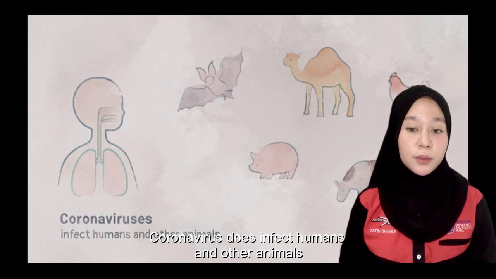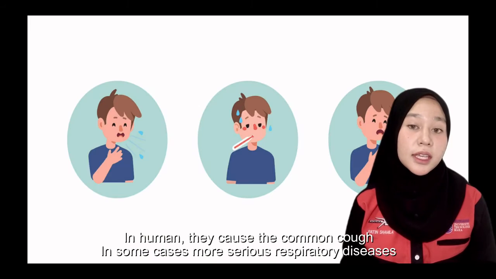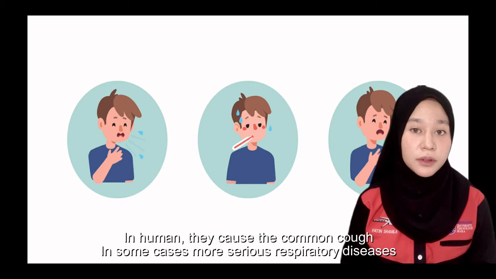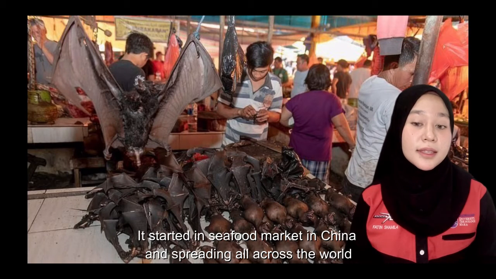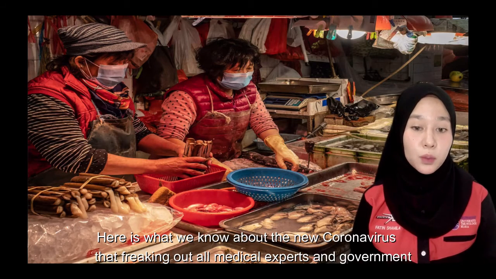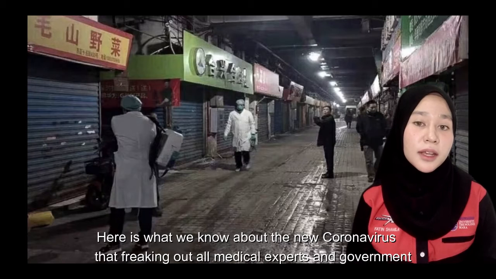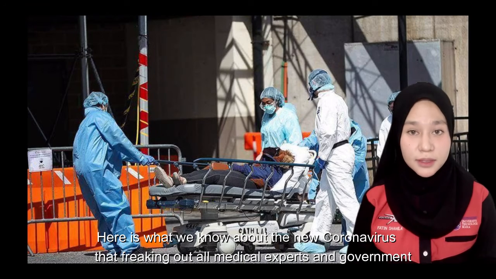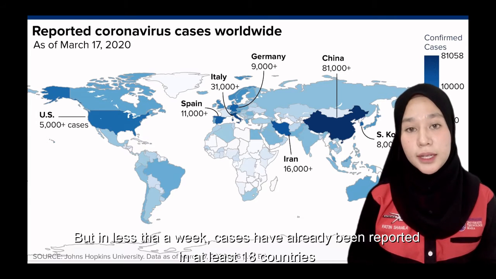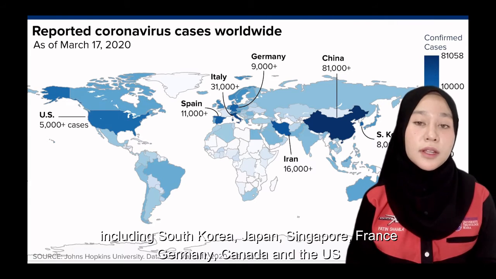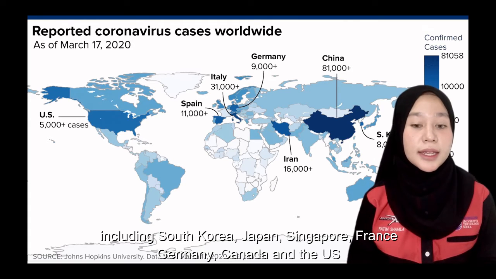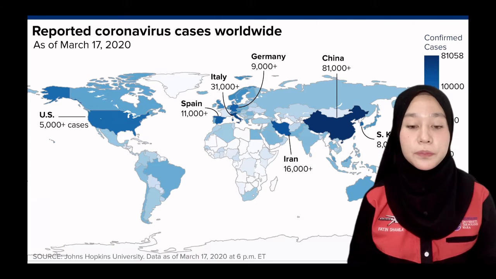Coronaviruses do infect humans and other animals. In humans, they cause the common cough and, in some cases, more serious respiratory diseases. It started in a seafood market in China and has spread all across the world. Here is what we know about the new coronavirus that is freaking out all medical experts and governments. In less than a week, cases have already been reported in at least 18 countries, including South Korea, Japan, Singapore, France, Germany, Canada, and the US.